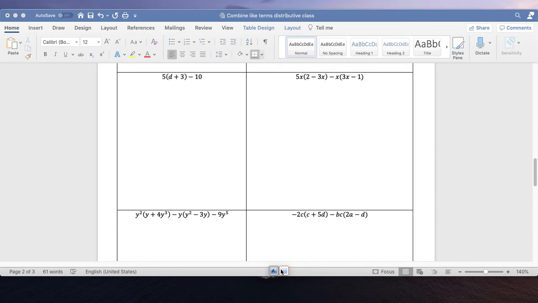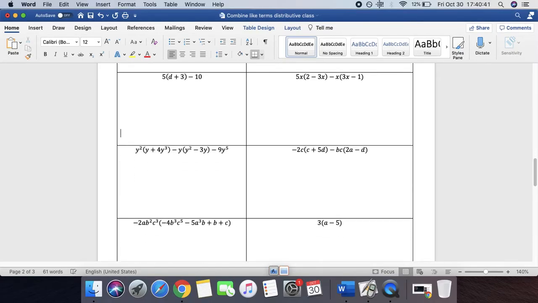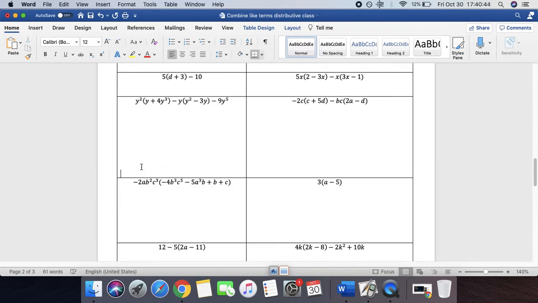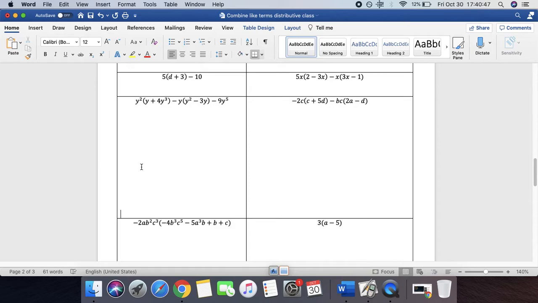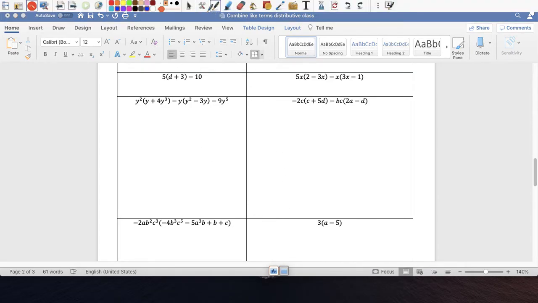So let's move. Again, I don't want to simplify too much, but it's not that complicated. Okay, so a little bit more of a challenge here. y squared times y is y cubed, plus 4, and then y squared and y cubed is y to the 5th. Negative times a positive is a negative, and y times y squared is y cubed. Negative and negative is a positive, and y times 3y is going to be 3y squared and minus y to the 5th power.